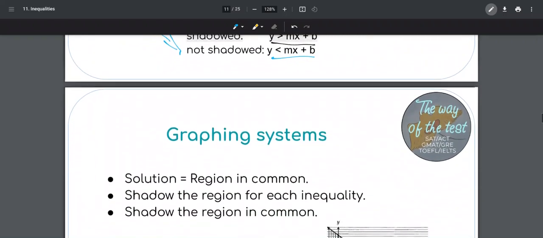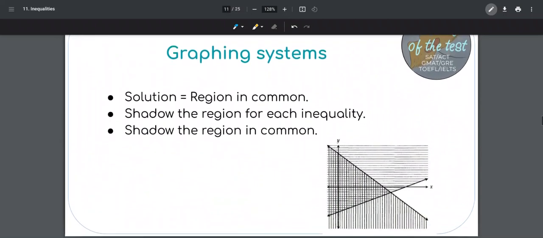Now, how do we graph a system of equations? Well, basically, we do the process that we just learned, but we do it for the two lines. So we have equation 1, we shade above or shade below. Equation 2, we shade above, shade below. And the region that we have in common is the region that is the solution. So the solution is the region in common. We shade the region for each, we find where they intersect, and that's going to be our answer. Pause the video right now, copy everything, and we're going to do an exercise.